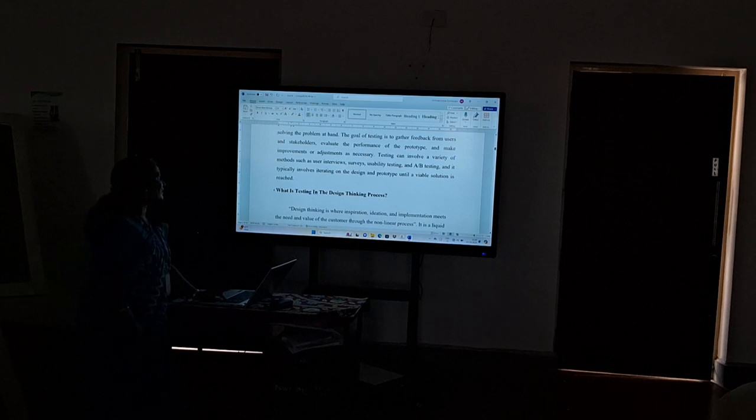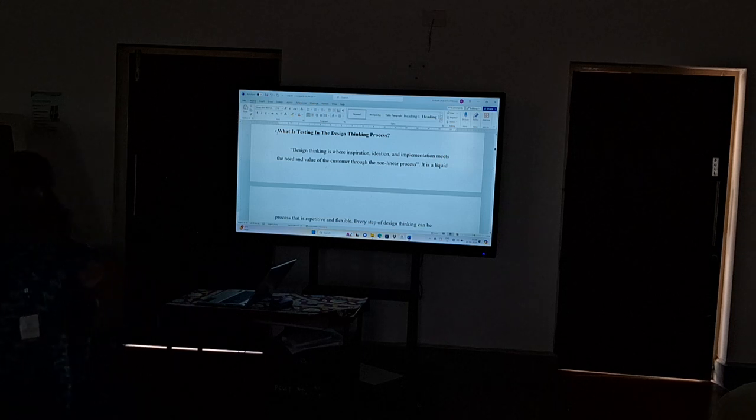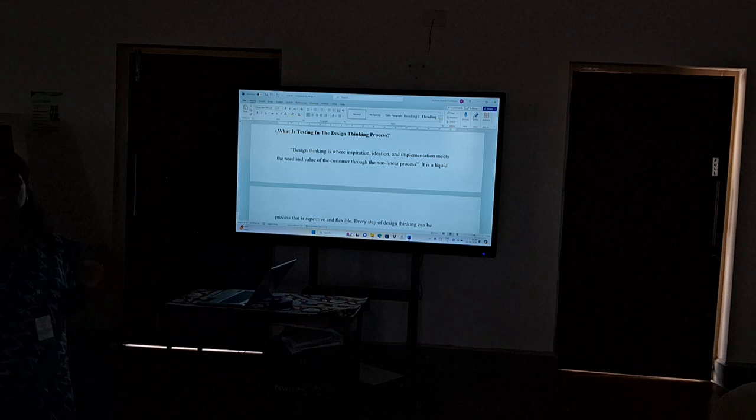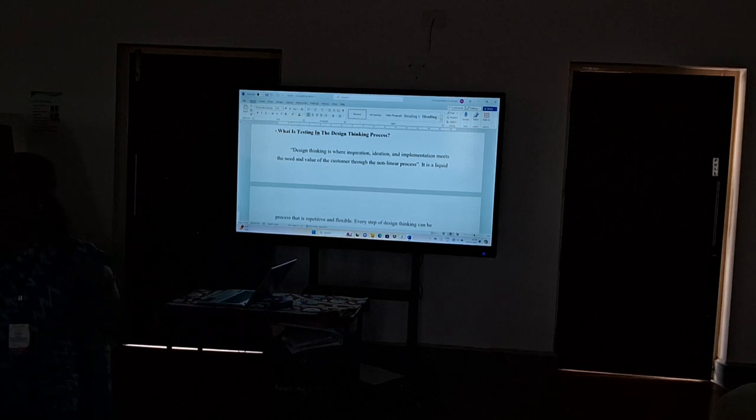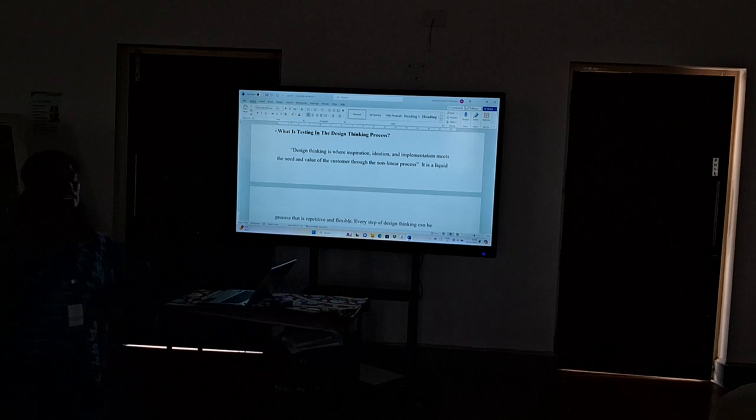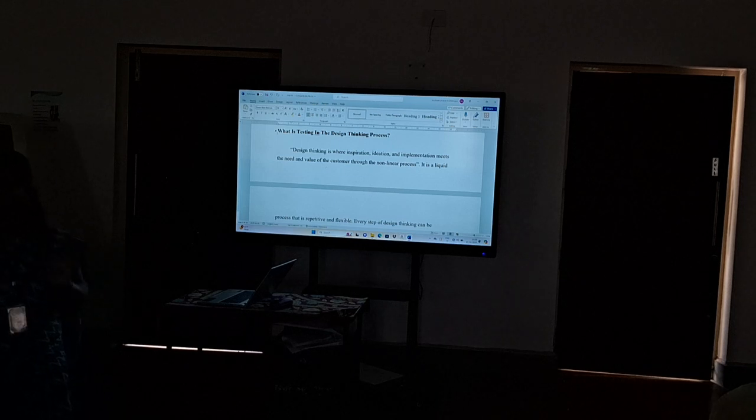What is testing in design thinking? You have a proper definition, but please remember, in design thinking there is nothing called a definition. Only the understanding is important. You understand the concept, and however you want to define it, you can define it. Many people define it as brainstorming. Some people will describe everything and then say this is what is called so and so. However you want, you can define it.